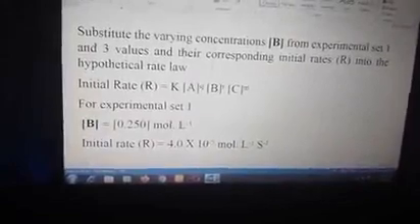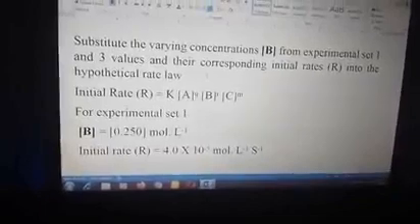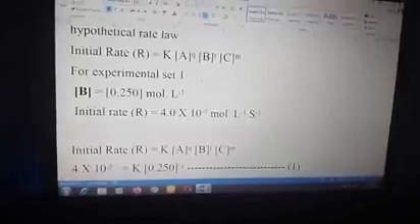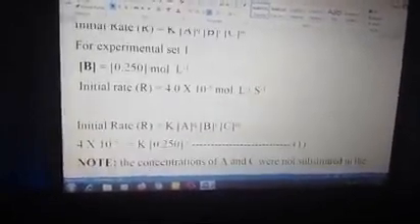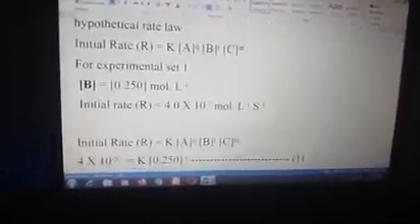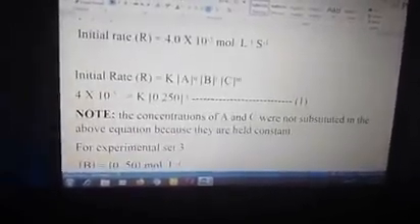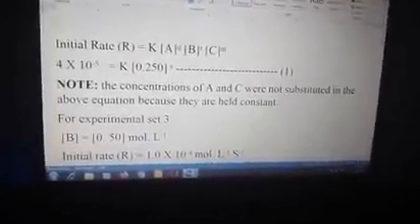So the rate law is K, concentration of A raised to power Q, B raised to power R, C raised to power M. So for experiment 1, B is 0.25 mole per dm cubed or mole per liter. The initial rate is 4 × 10^-5 mole per liter per second. So replace rate with 4 × 10^-5, and then K, and the concentration of B is what we substitute now since A and C are constant. So replace the concentration of B with 0.25 raised to power R. Note the concentrations of A and C are not substituted in the above equation because they are held constant. So we only make do with B.